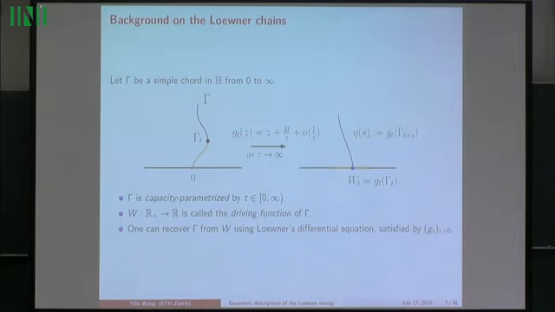We can also recover gamma from the driving function using Loewner's differential equation that is satisfied by this family of conformal maps g_t, called the Loewner flow. I want to emphasize the fact that this way to unzip the curve is very directional, so that we have to fix infinity and we unzip the curve from the bottom.